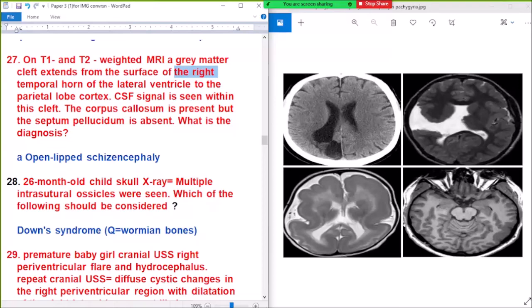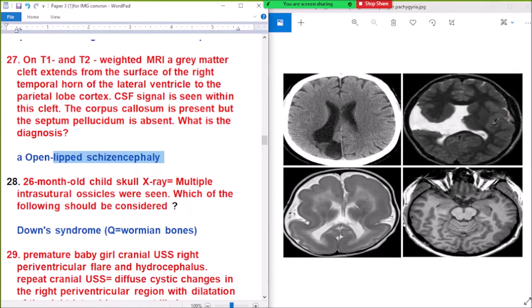On the surface of the right temporal horn of the lateral ventricle to the parietal lobe cortex, a gray matter cleft is extended from the surface of the right temporal horn of the lateral ventricle to the parietal lobe cortex. CSF signal is seen within this cleft. The corpus callosum is present, but the septum pellucidum is absent.